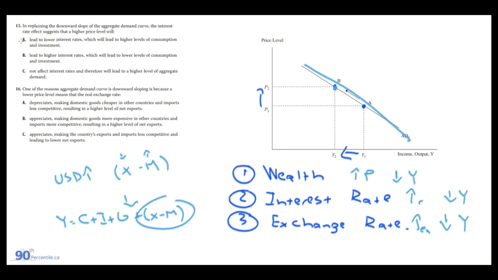So this is higher consumption, so that's incorrect. We also have higher consumption here. So the only one with lower consumption is B, which is just what I talked about. An increase in prices from P1 to P2 will decrease output.